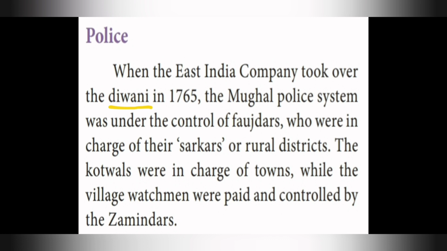Okay, Faujdars is nothing but police officers. Say, Faujdars is nothing but what? Police officers. Okay. Who were in charge of the sarkar. Sarkar is nothing but government. Okay. Or rural districts. The kotwals were in charge of towns, while the village watchmen were paid and controlled by the zamindars. Okay, kotwals. Kotwal is a title used in medieval India for the leader of a major town. Okay, that is called as kotwals.